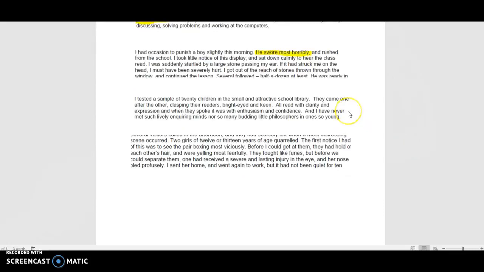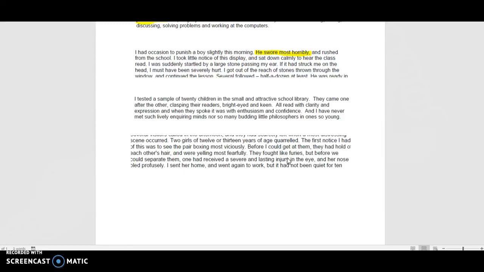So again, this is from source A, and it says here that he was testing some children in the library and they came in bright-eyed and keen. So that's probably a good quote there that I'd choose. And from source B, it says here that two girls were actually involved in a vicious fight. It says they were boxing most viciously. One received a severe and lasting injury to the eye. So again, a clear difference in behaviour here.